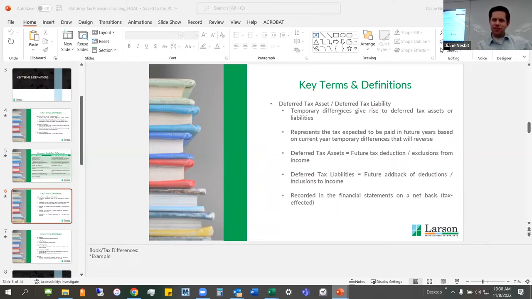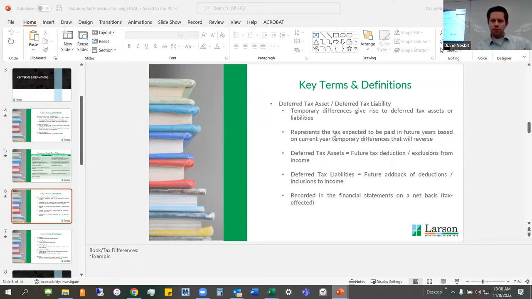And so to continue the basics, I want to talk about some of these terms. Temporary differences give rise to a deferred tax asset or liability. Permanent differences do not. And so your DTA or DTL, which is your deferred tax asset or deferred tax liability, comes from those temporary differences.